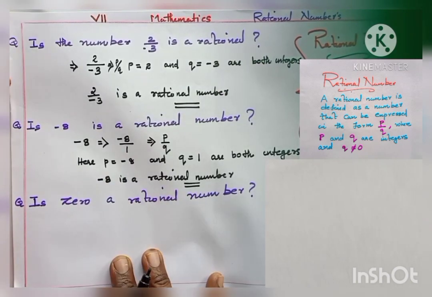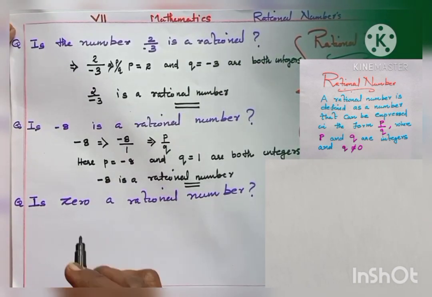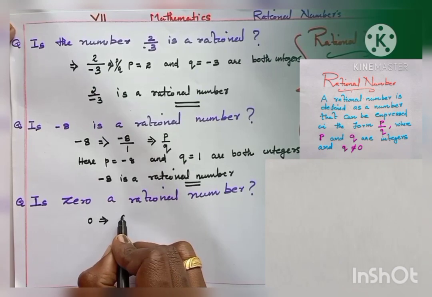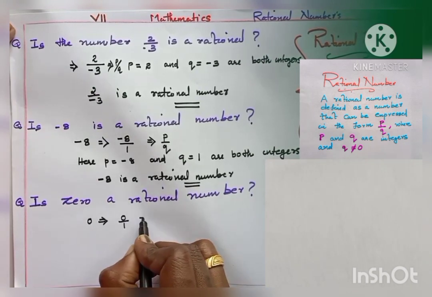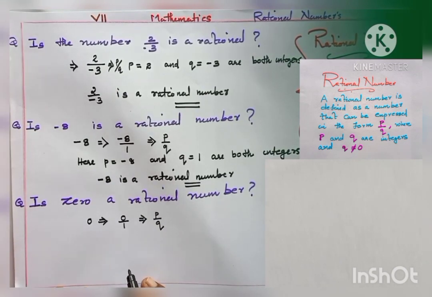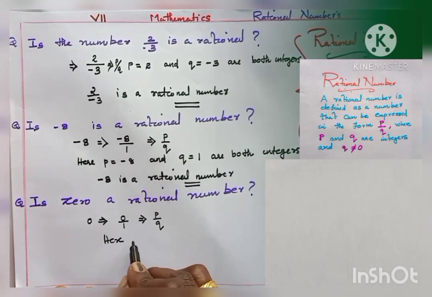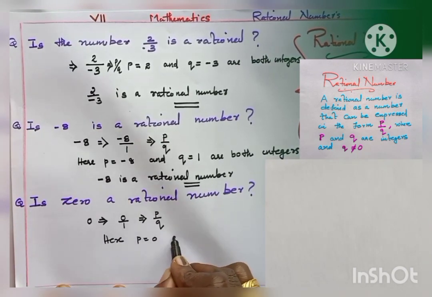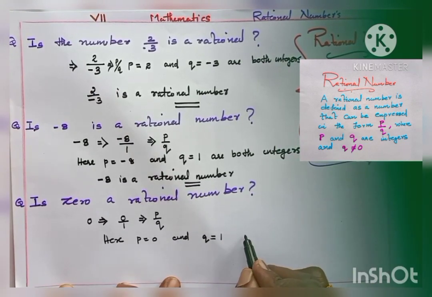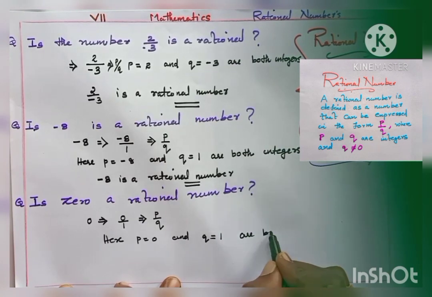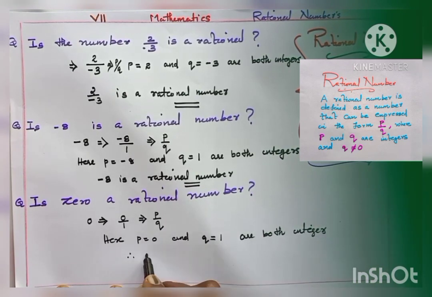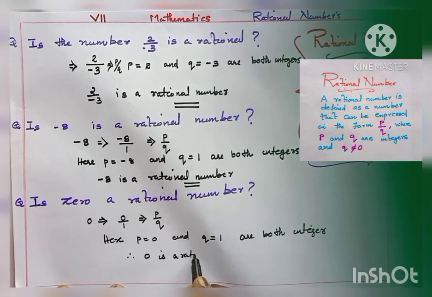Okay, then is 0 a rational number? See, 0 we can write as 0 by 1. This is the form of p by q. Here p and q are integers. Here p is equal to 0 and q is equal to 1. q is not equal to 0. Both are integers. Therefore, 0 is a rational number.